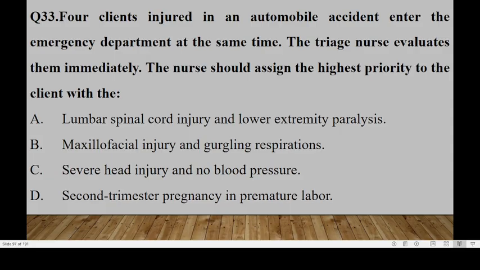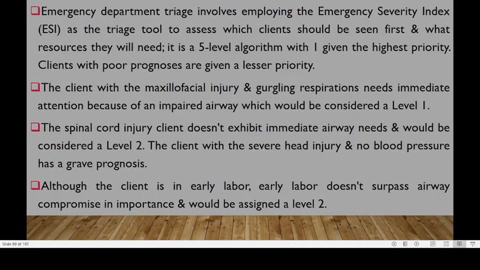4 patients injured in an automobile accident enter the emergency department at the same time. The triage nurse evaluates them immediately. The nurse should assign the highest priority to which client? The one with maxillofacial injuries and gargling respiration.